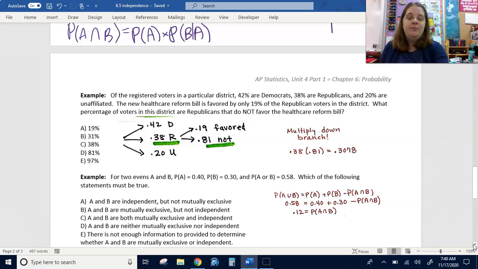And then I know that 19% favor, so that's branching off of the Republicans, which means that 81 do not favor. Okay, so in order to find that probability of that and, this is a conditional probability. So these are not independent. I'm going to multiply that on that branch, 0.38 times 0.81. There's my 31-ish%. So my correct answer there, about 31%.